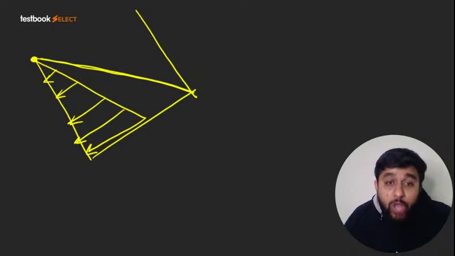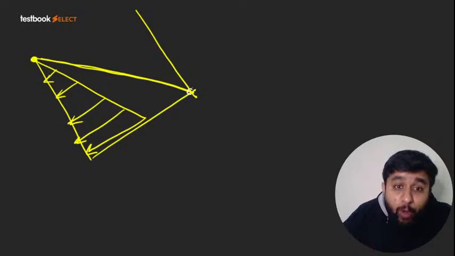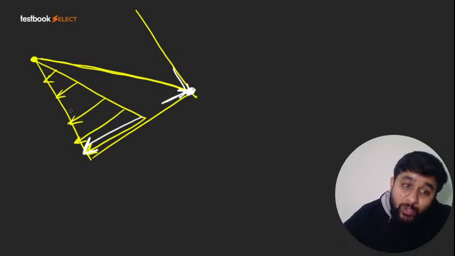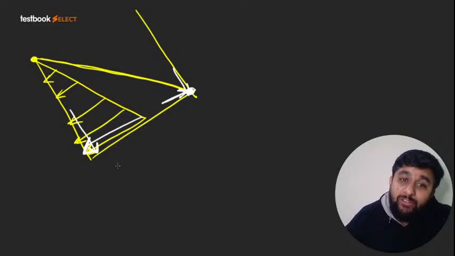Thirdly, Pascal's law says pressure at a point is the same in all directions. So at this point pressure is 0. So at this point also pressure will be 0. At this point pressure we have already found out. So here also we know the pressure value.